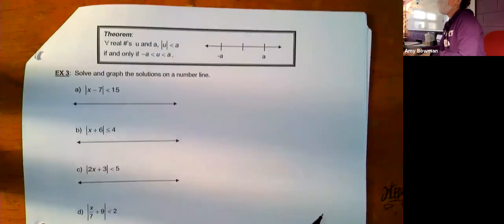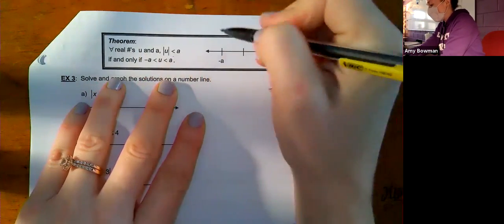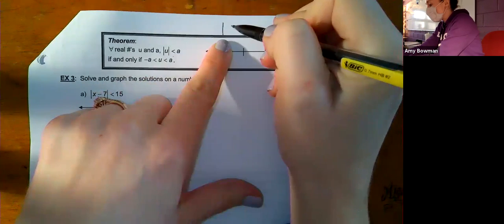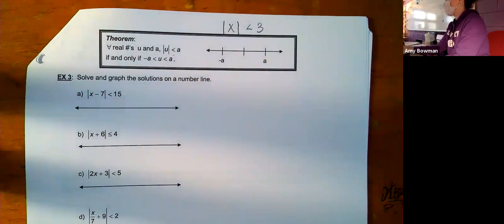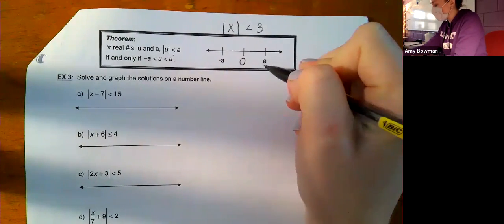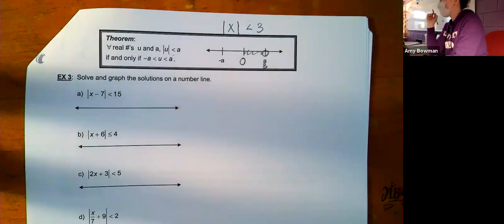So let's just think about a number. I'm not going to use the u and a. I'm just going to stick with x for a second. If I said the absolute value of x is less than 3, tell me about possible solutions for x right now. It's not just 3 and negative 3 anymore, right? Anything greater than 0 and less than 3 has an absolute value of less than 3, but there's more. And greater than negative 3.